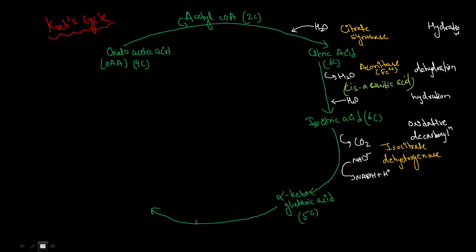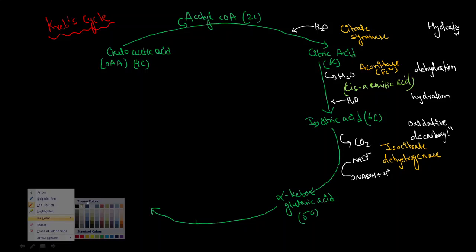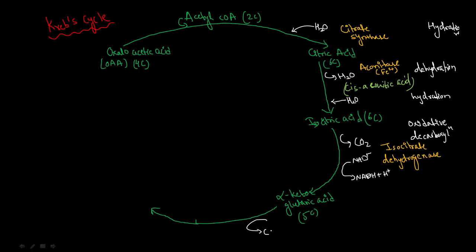Alpha ketoglutaric acid will again first undergo the decarboxylation process. So here a CO2 is removed, and also again oxidation is going to occur. So there will be removal of hydrogen, which will be picked up again by NAD plus, and NADH plus H plus will be formed, right? Since again carbon dioxide is removed and oxidation is happening, this step is also known as oxidative decarboxylation.